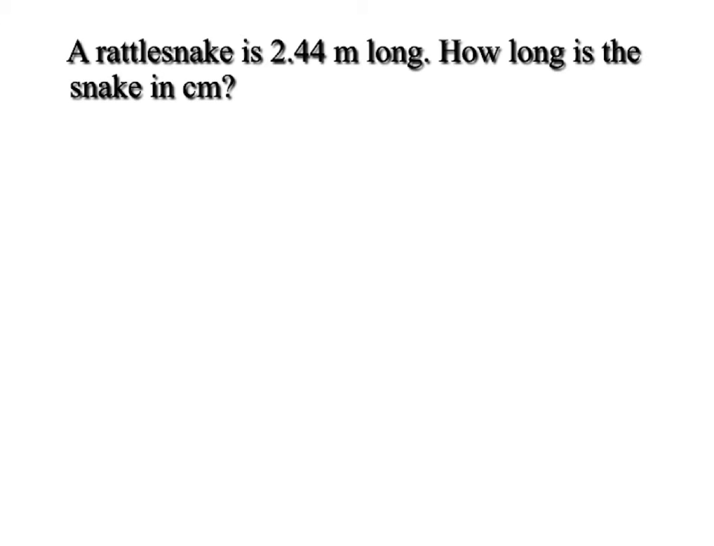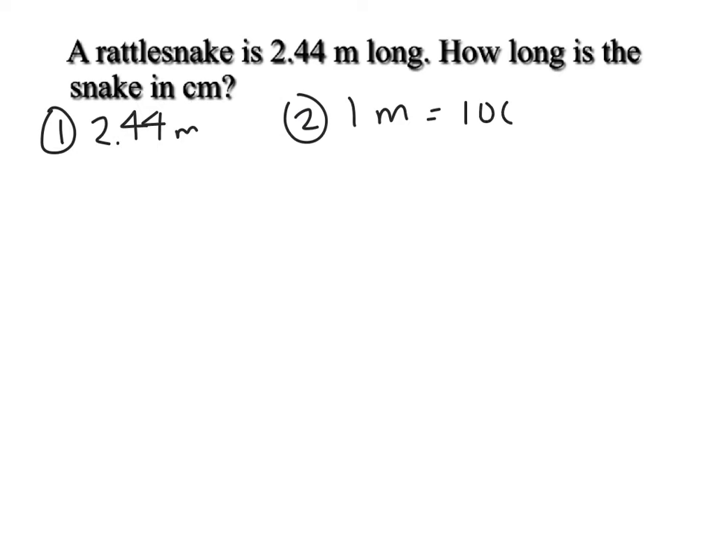Let's do another example. This says a rattlesnake is 2.44 meters long. How long is the snake in centimeters? So step number 1 says to write the number and unit you're given. So 2.44 meters. Step number 2 says to find the conversion factor. So I know that every 1 meter is equal to 100 centimeters. If you're not familiar with that conversion factor, that one will probably be used a lot in the science lab because we measure in centimeters.